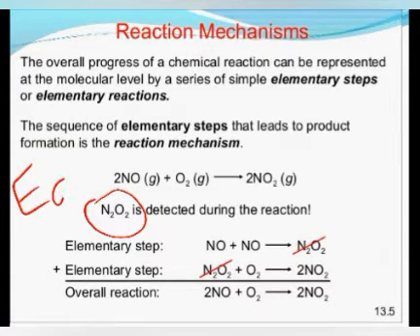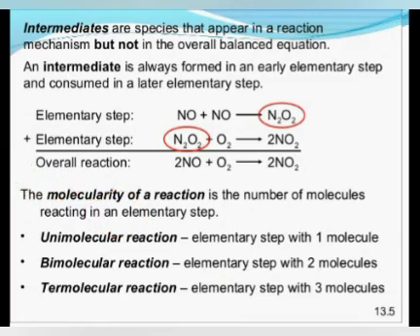Intermediates are species that appear in a reaction mechanism but not in the overall balanced equation. An intermediate is always formed in an early elementary step and consumed in a later elementary step. So this is called an elementary step.